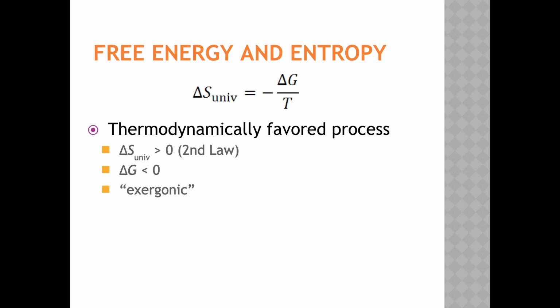When delta G is more than 0, the process is considered endergonic, so the reverse process is thermodynamically favored instead. In other words, a process is thermodynamically favored in whichever direction decreases the free energy. That's what we've meant all along by saying that systems will tend towards the lowest energy state.